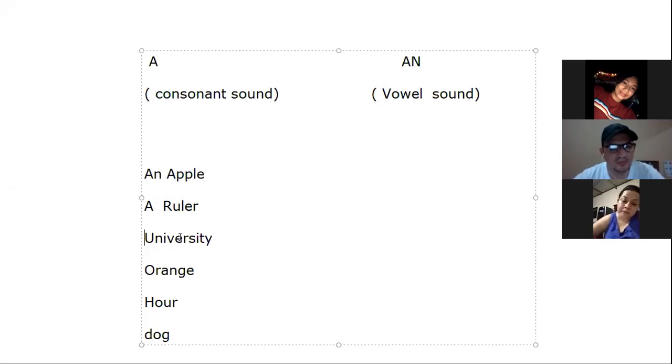Next, number three. ¿Cómo dicen universidad en inglés? How do you pronounce this? University. ¿Qué sonido escuchan? ¿Consonant o vowel? Consonant. Es como el sonido de la Y, ¿verdad? Por eso les digo, pay attention to the sound. Porque si usted solo mira la palabra, dice, es U. Pero no. A university.